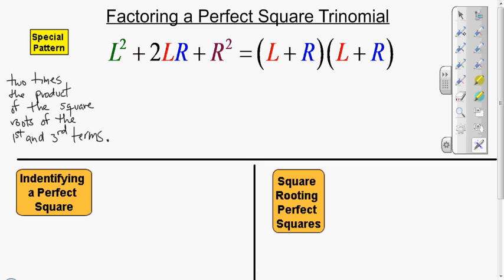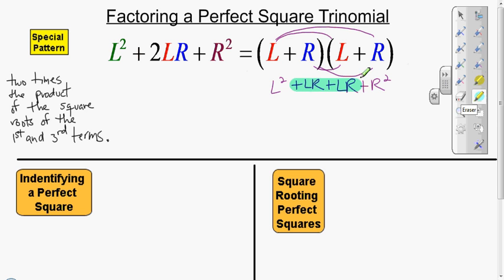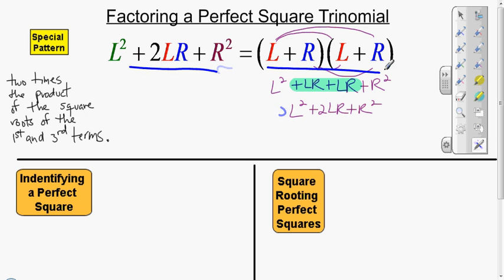It shouldn't come as any shock that when I FOIL this out, I'm going to get L times L is L squared. L times R is LR. R times L can be written as LR again because multiplication is commutative, so I can change the order. And then we've got R times R is R squared. So we have like terms in the middle, and I can say that's L squared plus 2LR plus R squared. And we do see that that is the original expression. So this and this have to be equal.